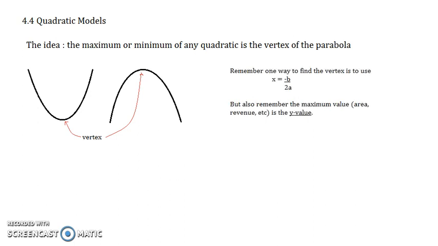And if we remember how to find the vertex, remember that one way to find the vertex is to use negative b over 2a. That gives us the x value, or the h of the hk. But also remember from talking about maximum minimum that the maximum value, whether you're looking for area or revenue or height or whatever it is that you're looking for, the maximum value is the y value. So we need to put those two ideas together in this section. We're going to use negative b over 2a to find out where the maximum happens, and then we've got to plug it back in to get the y value for our answer.